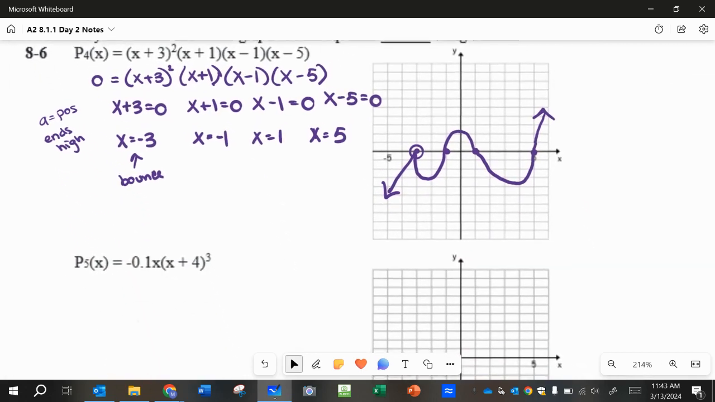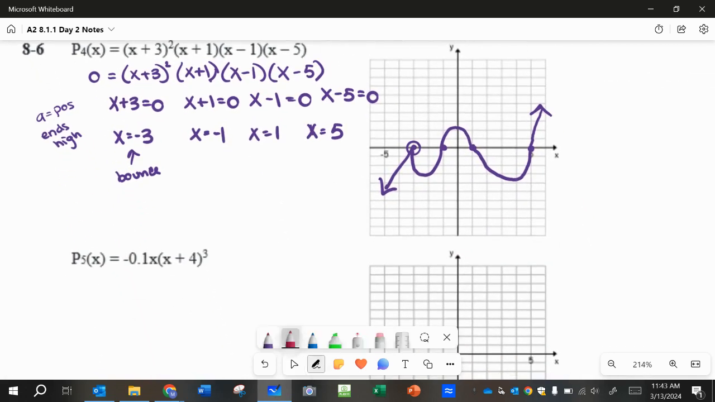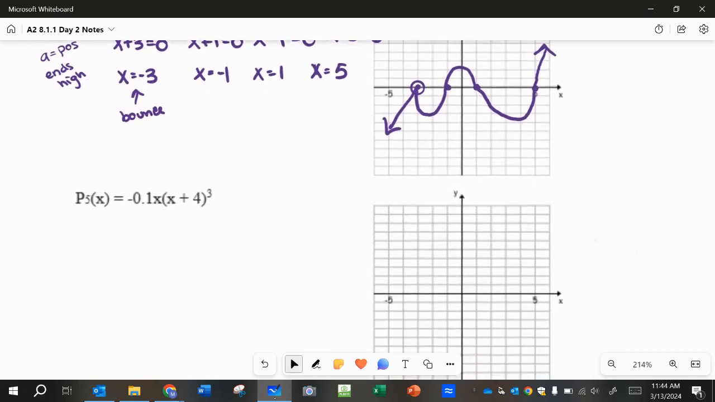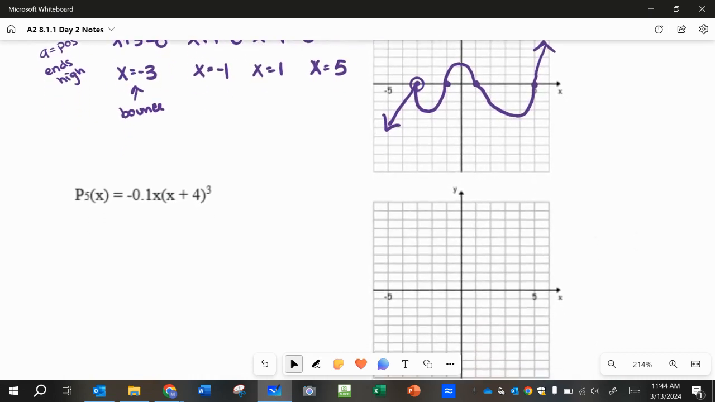So I want to see if you can stop the video and see if you can come up with the graph for this one. Figure out your x-intercepts first, and then see where it ends. All right, if you're not done, pause the video.